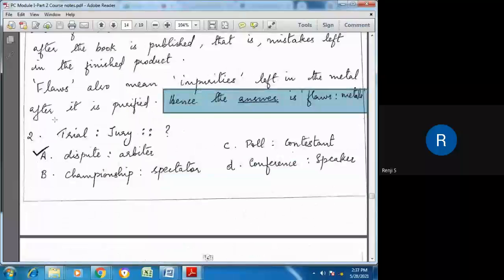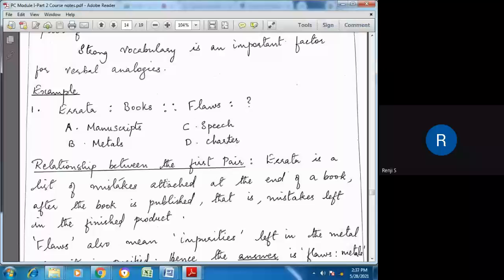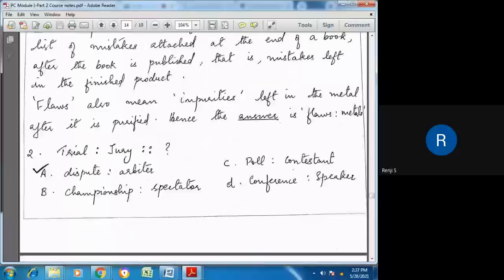So the second example is trial is to jury. So you have to take here the second word was given and you had to find the third word. But in this example, one pair is given, you have to find out the next pair. Is it clear?